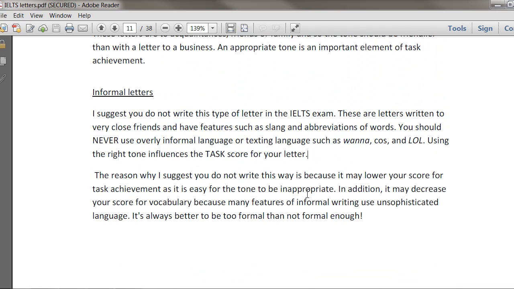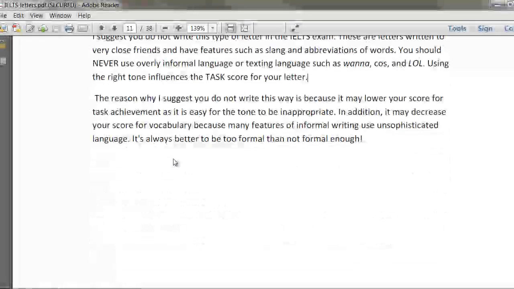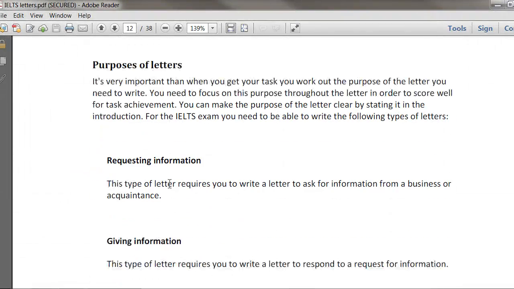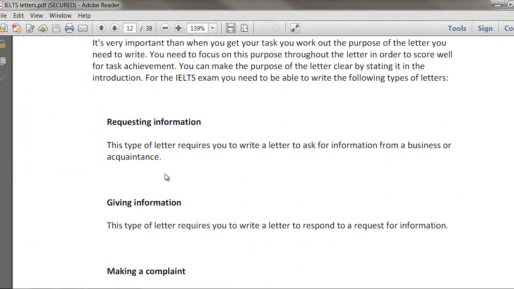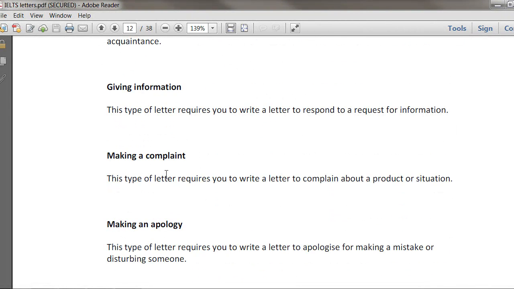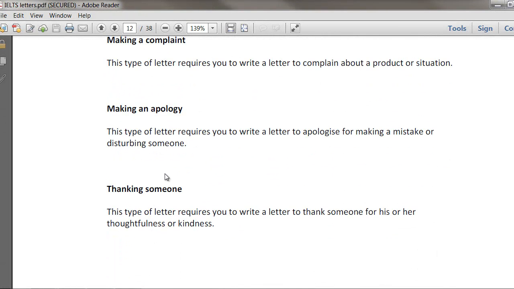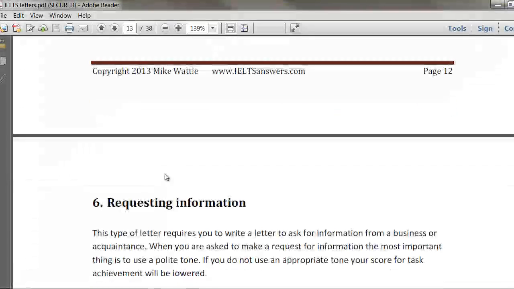Okay, so that's the first part, about getting the tone right. And if you're not sure, better to be a little bit more formal than not formal enough on the whole. Then the other one was, like I said, we should consider the different purposes of letters. If you're taking an exam, you should be prepared for all these types of letters. If you're not sure how to write them, then you're not totally prepared.